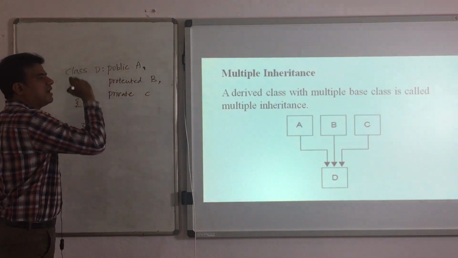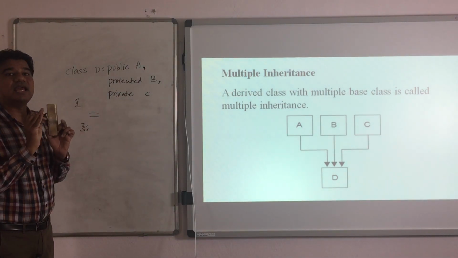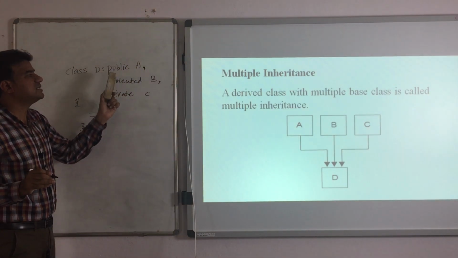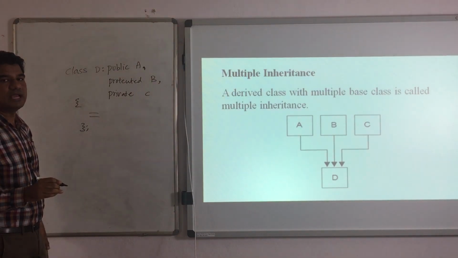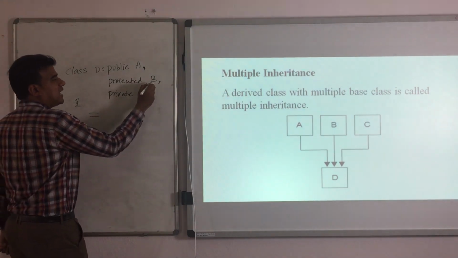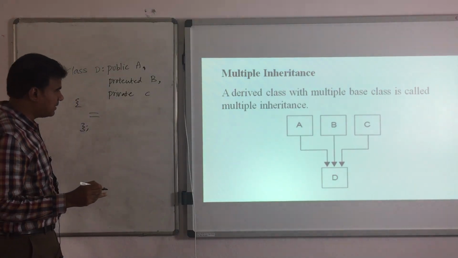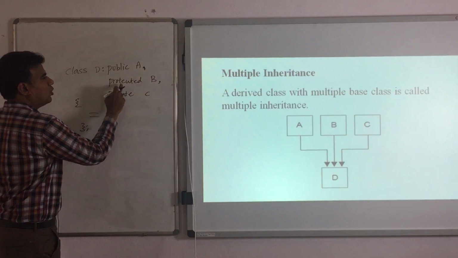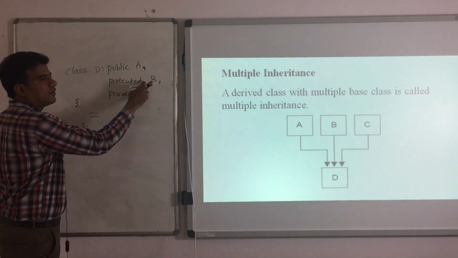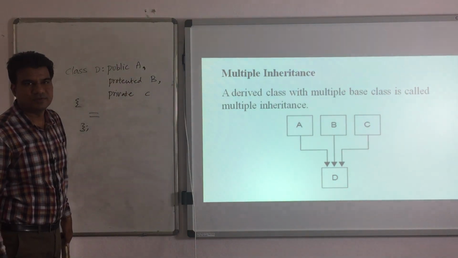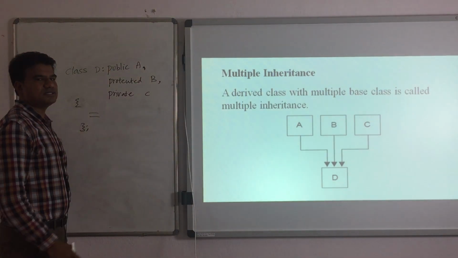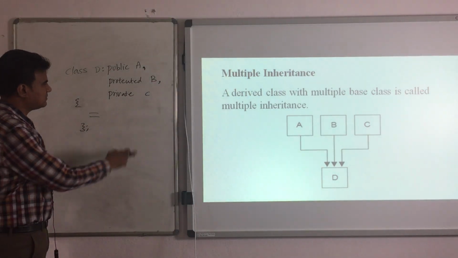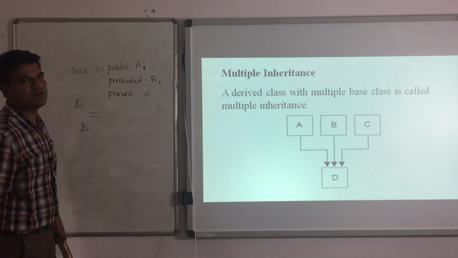Whatever data members you have inside this A class, their access modifiers will not change because you are inheriting A's data members in public inheritance mode. So B class data members will become protected in D class because the mode of inheritance from B class is protected. Finally, C class data members will become private in your D class because their mode of inheritance is private.